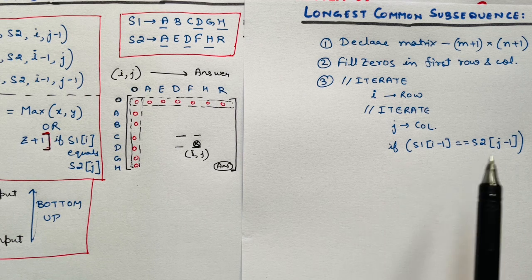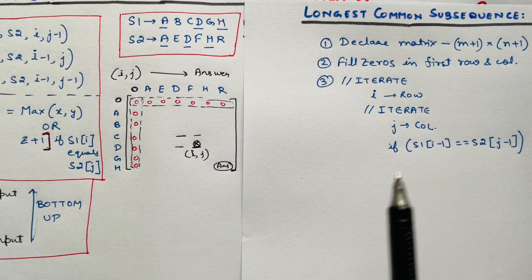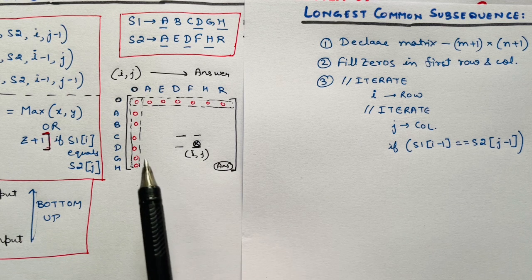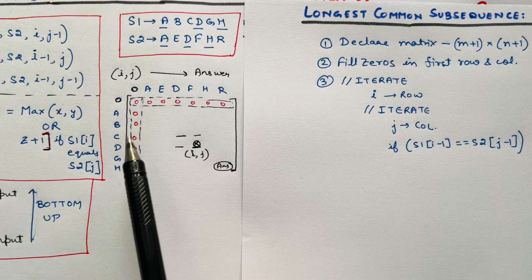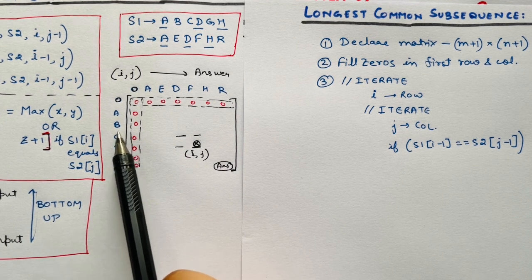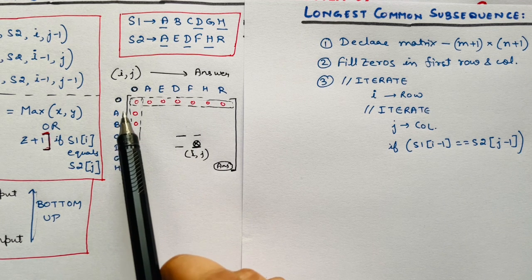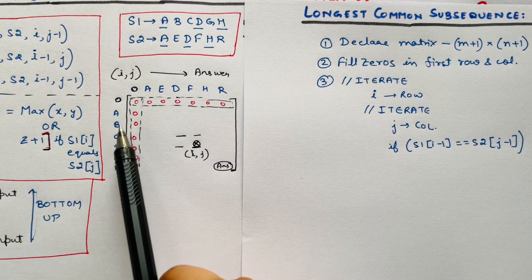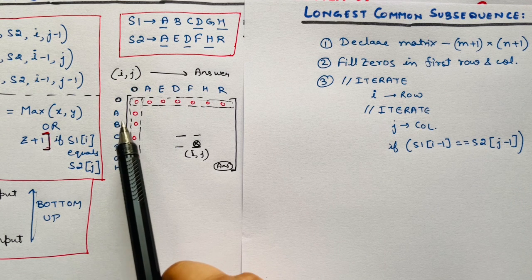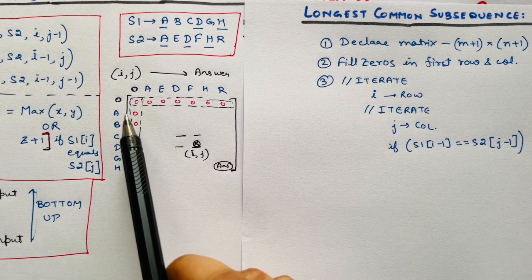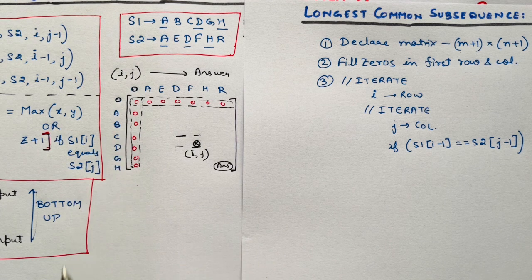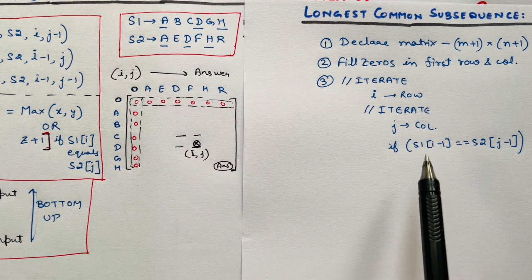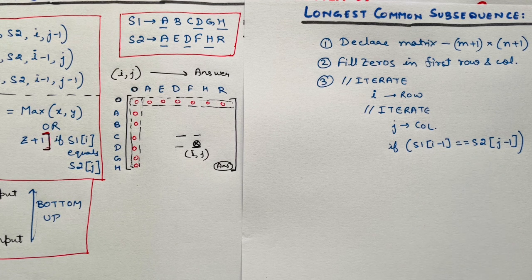Why I-1 and J-1 and not I and J? Because if we are at a position I in the matrix, that means we are at the position I minus 1 in the string. Consider this B. This B is at the second row in this matrix: 0, 1 and 2. But this B is at position 1 in the string A, B, C, D, G, H. Why? Because A is at position 0 and B is at position 1. Therefore, we are using the comparison like this.